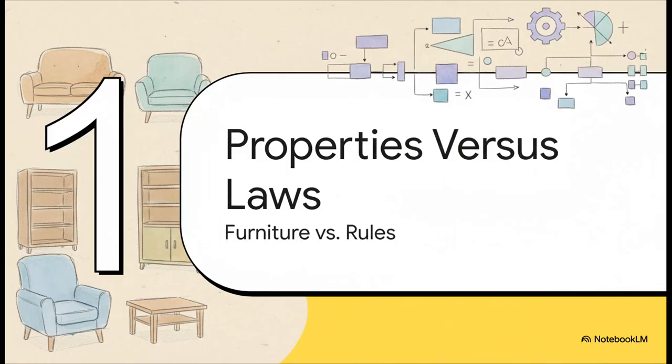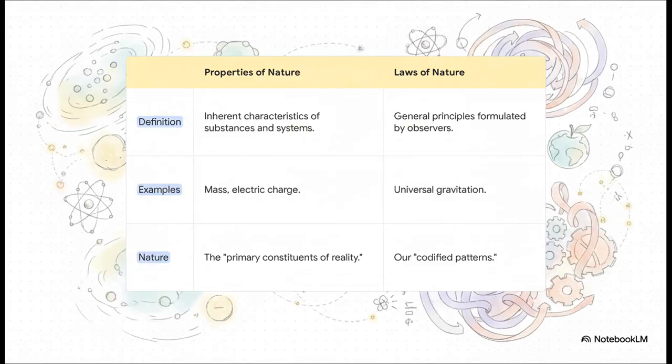Okay, so before we can even touch that big question, we need to get one thing straight. We have to draw a line between the furniture of the world, the actual stuff that exists, and the rules we create to describe how that stuff behaves. Seriously, understanding this one distinction is the key to everything else we're going to talk about. This table breaks it down perfectly.